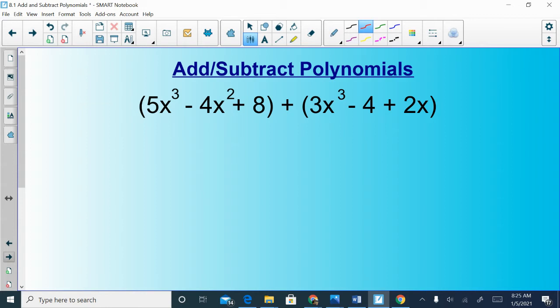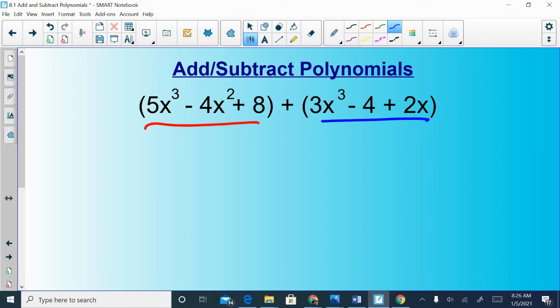As the title suggests, add and subtract polynomials. That's not going to be the only task we're doing, just rearranging it and identifying those terms. You are going to have to add or subtract a polynomial with another polynomial. That's going to be your main task. That's the main takeaway from section 8.1.